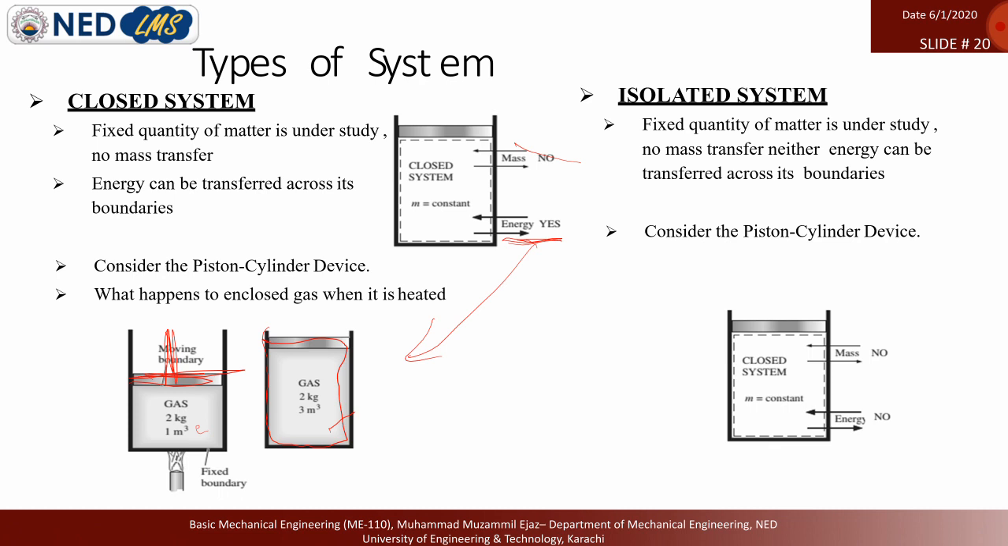Another very simple system is the isolated system. From the figure we can see that no energy can go in or out between the surrounding and the system, across the boundary. Similarly, no energy as well as no mass. So it's an isolated system.